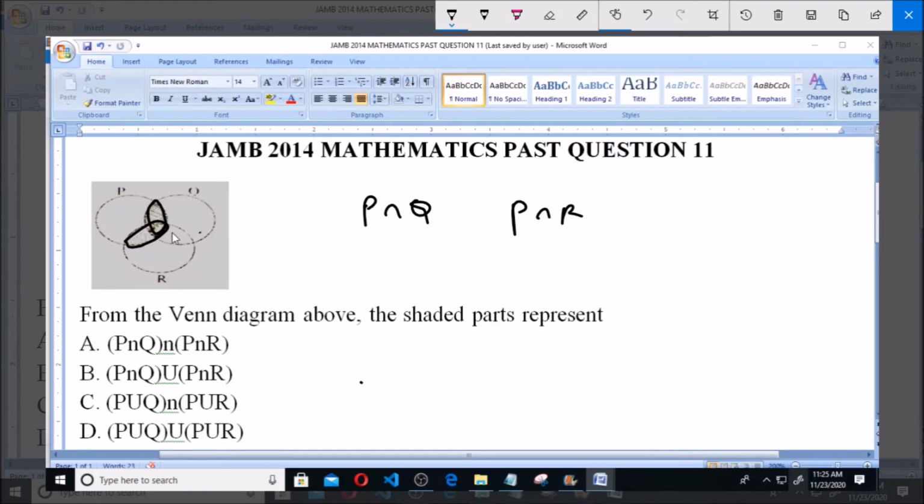But now we are also given this shaded place. Now this shaded place simply represents what? The P intersects Q, P intersects R. That is this shaded region, because this is the P intersects Q, this is the P intersects R. So the entire shaded region now will be P intersects Q union P intersects R, and that is option B. So option B is the correct answer to this question.